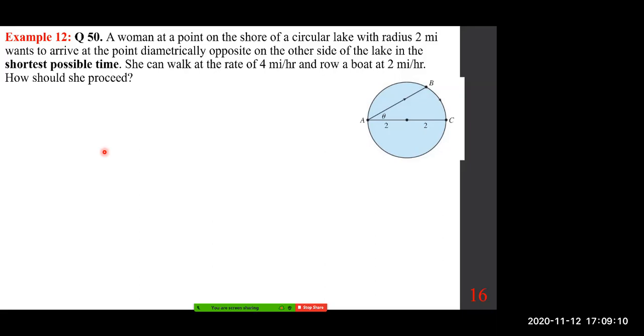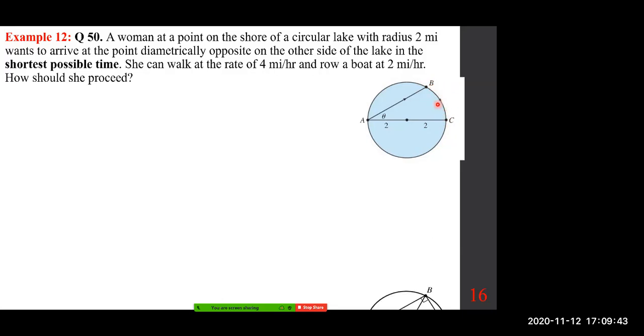It's important to understand that different speeds are involved, because of the rowing versus walking. So let's see what happens here. We are going to, let's say, row here and then walk here. So AB and BC. By the way, BC would be the arc, S equals R theta.